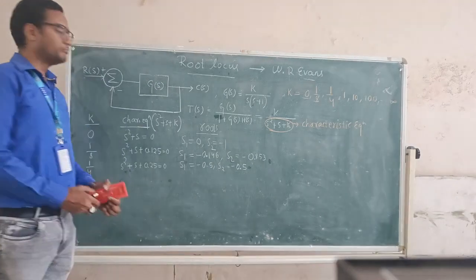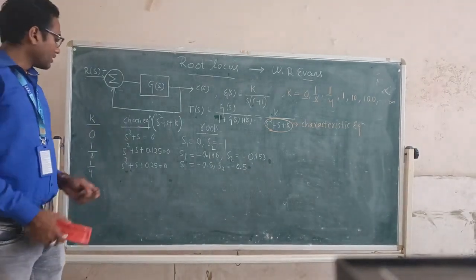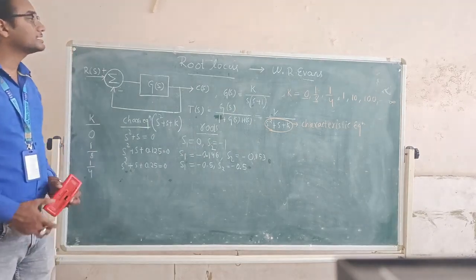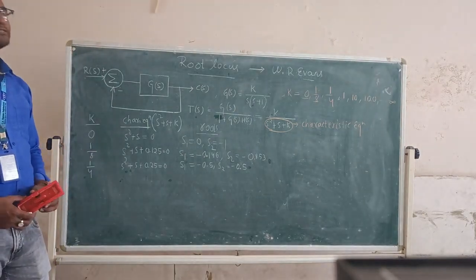So you may have a doubt here. It is a quadratic equation. A quadratic equation is in the form of ax square plus bx plus c.